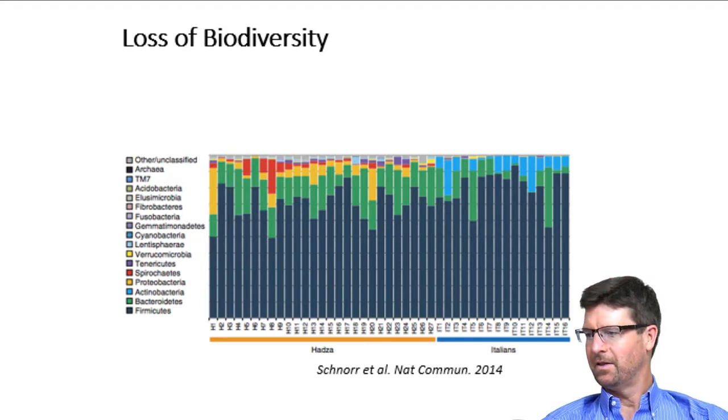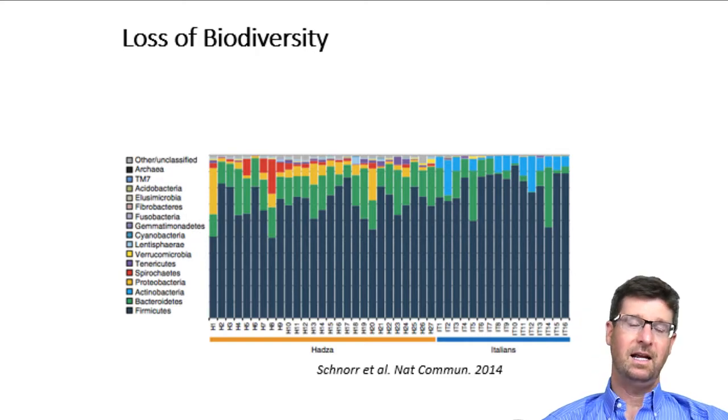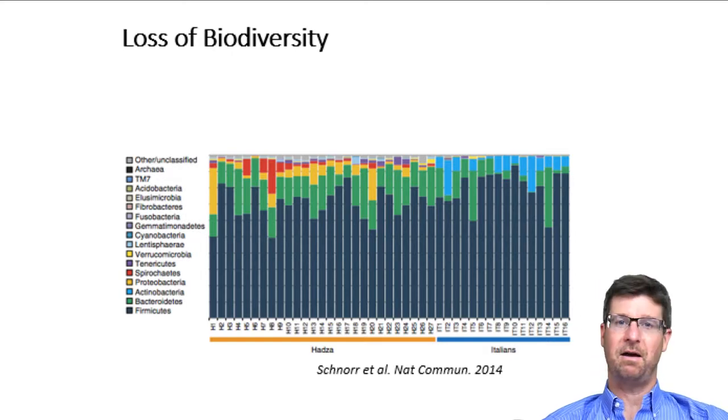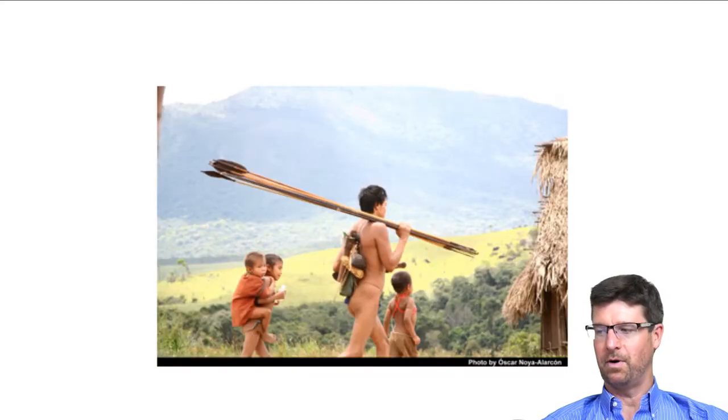So this study looked at the Hadza in Tanzania in Africa and compared it, on the right, to children in Italy who lived a modern, westernized lifestyle. The number of colors here reflects the different kinds of bacteria that were present in the guts of these two groups, and the Italians had far less biodiversity. So this is true across the board.